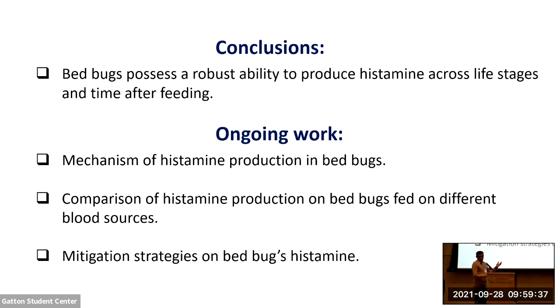So, in conclusion, they can produce histamine in all life stages, and they can produce histamine over time. As ongoing work based on my results, I'm working on mitigation strategies. Also, I'm comparing the histamine production between rabbit blood and human blood. They can produce in human blood. I'm not presenting it here, but they can produce in human blood. I'm currently working on that.